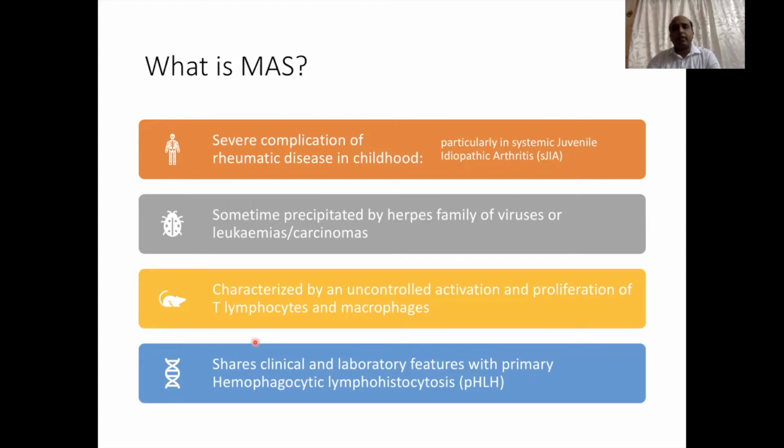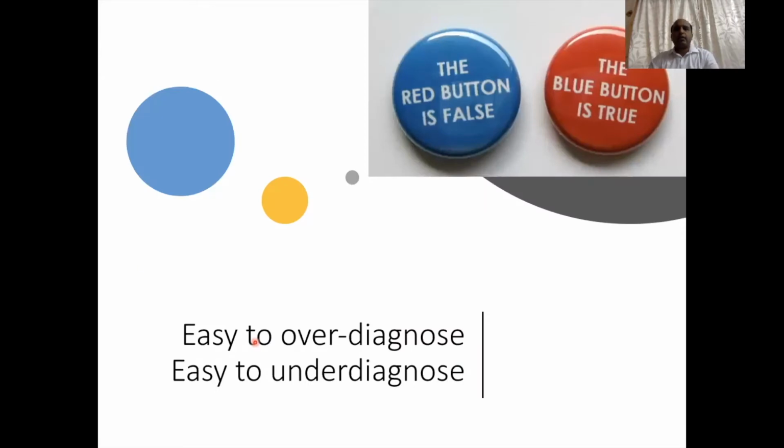That is why the macrophage is constantly getting activated, because of non-elimination or persistence of the viral infection or any underlying infection, which leads to persistent activation of the macrophages. That leads to production of different cytokines, which leads to macrophage activation syndrome. This shares clinical and laboratory features, especially with primary hemophagocytic lymphohistiocytosis, otherwise known as familial HLH. So it is easy to overdiagnose if you think every case is developing macrophage activation syndrome, and also easy to underdiagnose if you don't think of it.